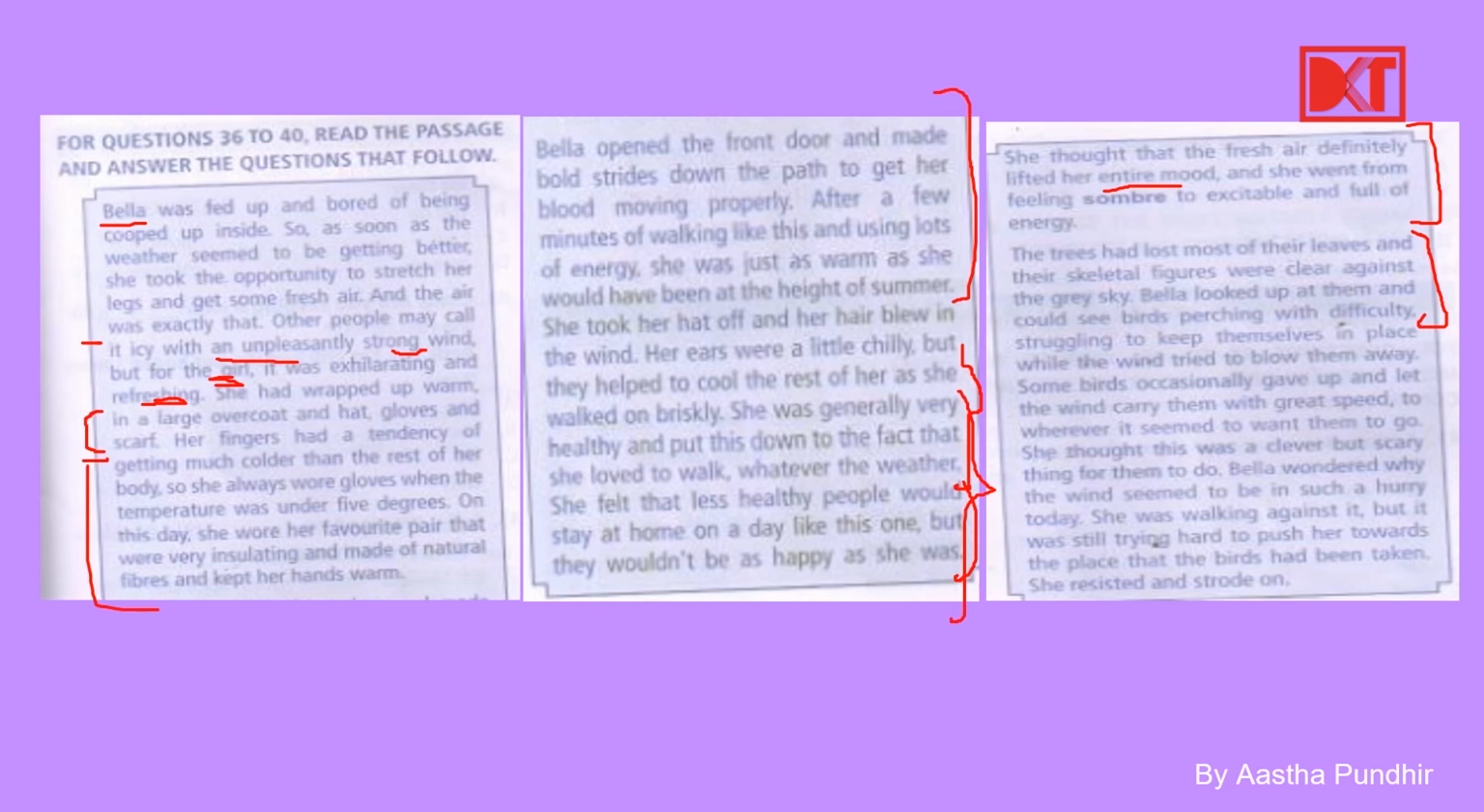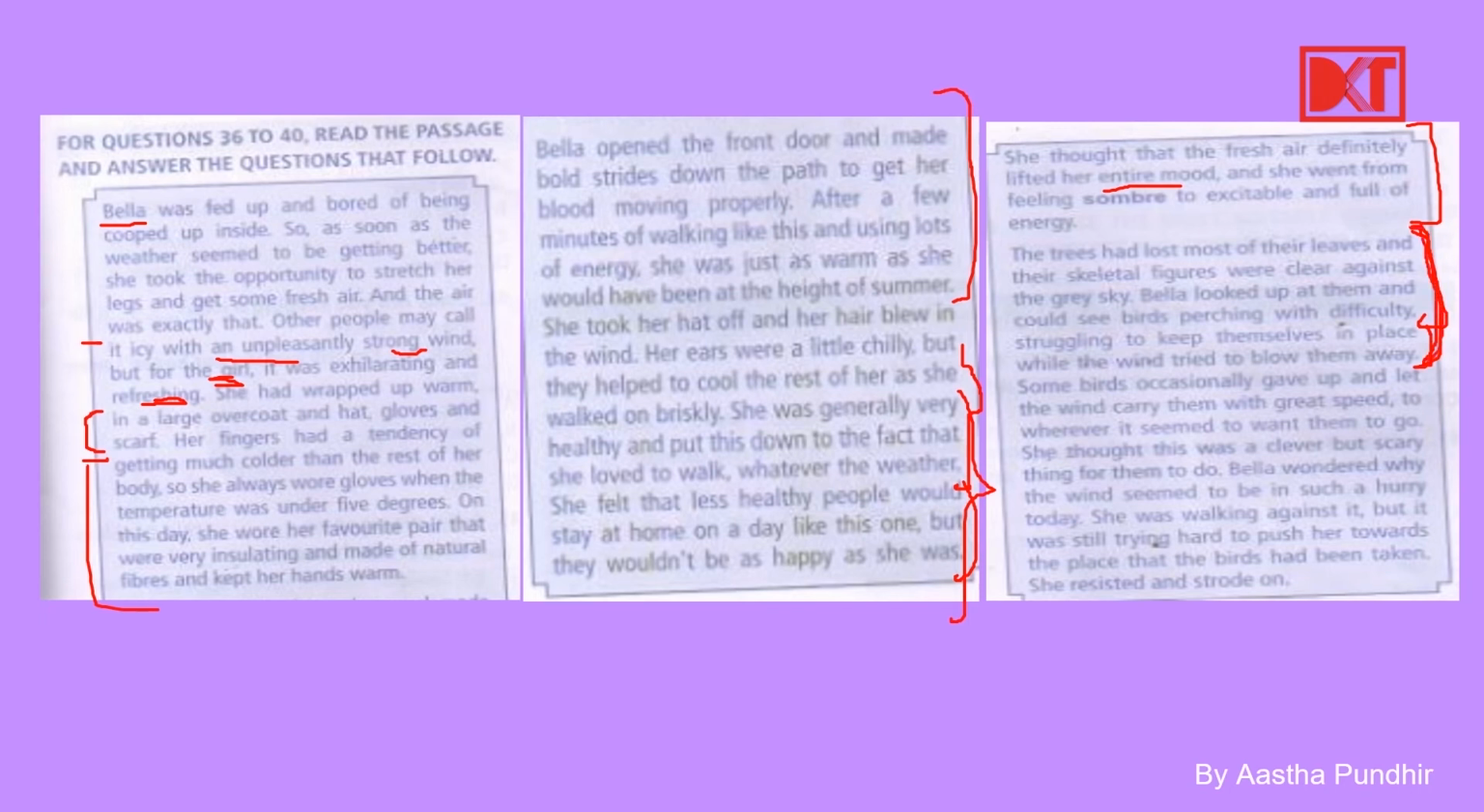Now we humans have our clothes to keep us warm, but birds don't really have any clothes or blankets to keep them warm, right? So she looked at the birds and she could see them struggling, right? So she saw birds perching with difficulty, struggling to keep themselves in place while the wind tried to blow them away. Now birds are these tiny creatures and the wind can easily blow them away.